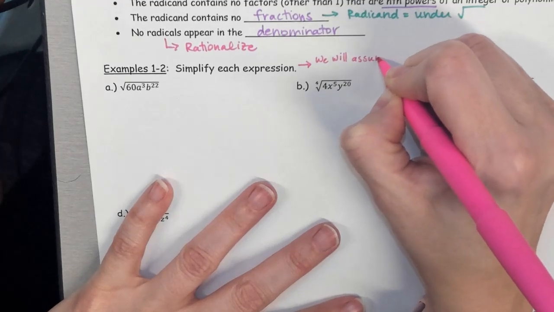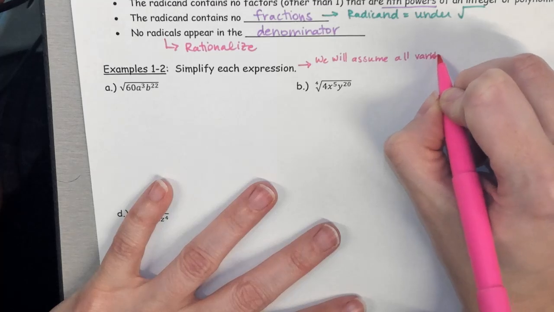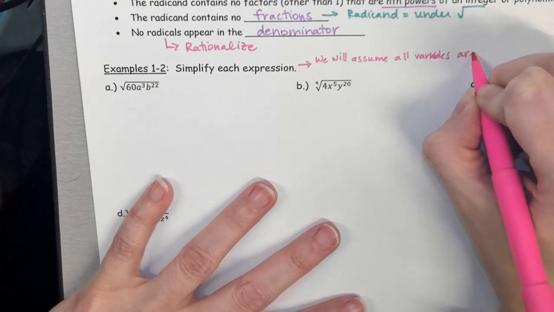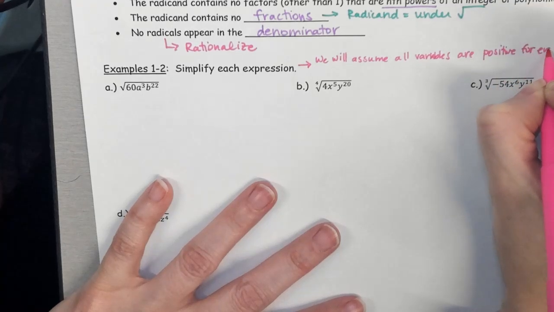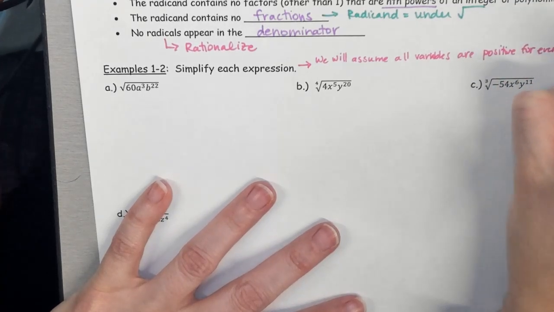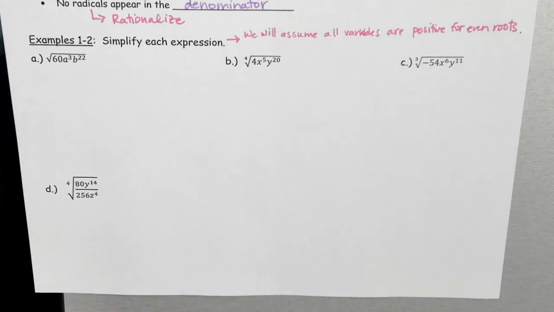We will assume all variables are positive for even roots. It only matters for the even roots because for odd roots you can have a negative underneath. Okay, and that means we are not going to have to worry about using the absolute value symbols. Okay, we're going to be doing very similar techniques to what we did in 6.3.